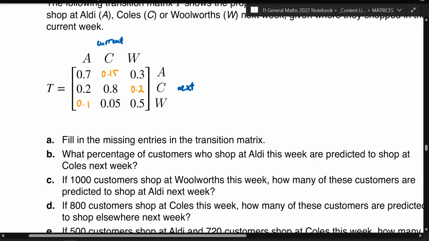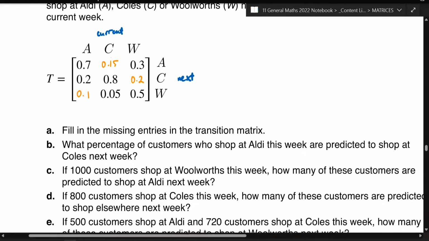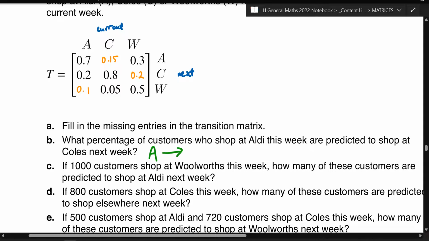Part B: what percentage of customers who shop at Aldi this week are predicted to shop at Coles next week? So Aldi to Coles. What's the percentage of that? If you're at Aldi this week, what's the percentage you go to Coles next week? 20%. Anthony is saying Aldi to Coles, which is that one. So 20%, easy. That's what you would write.